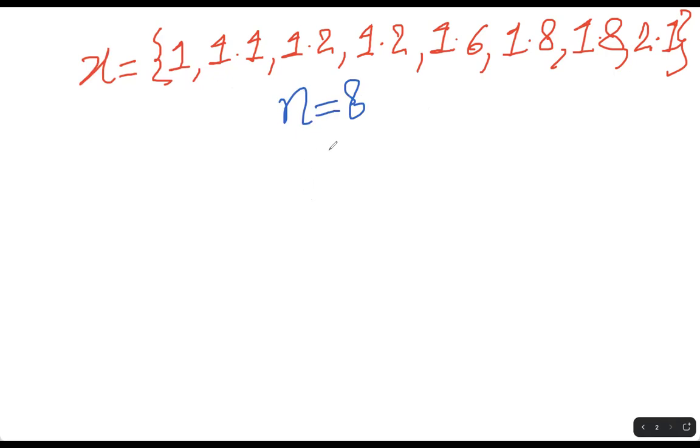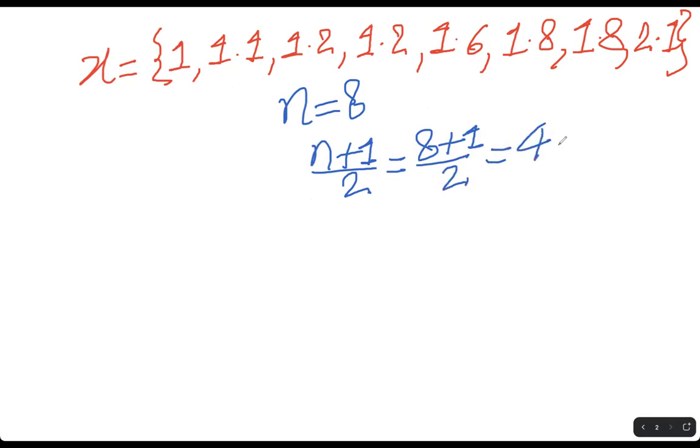So now, if I do n plus 1 by 2, what will I get? I will get 8 plus 1 by 2, which is equal to 4.5. And there is no 4.5 here, right? There is no 4.5 here because I need an integer index. So what we do is a very simple hack.